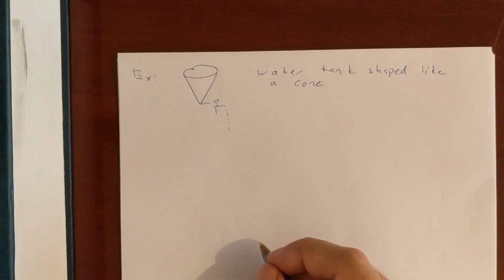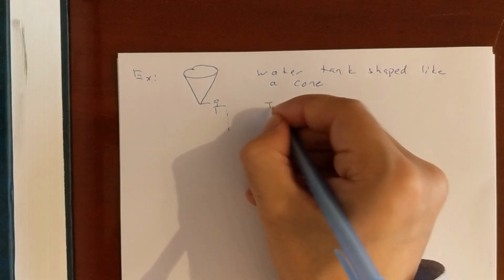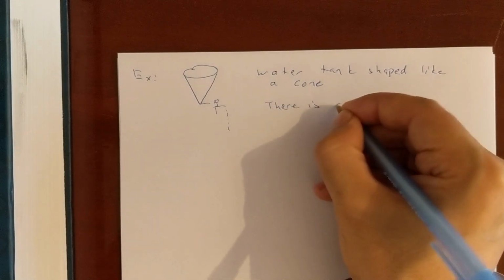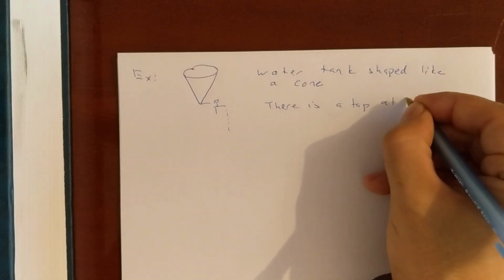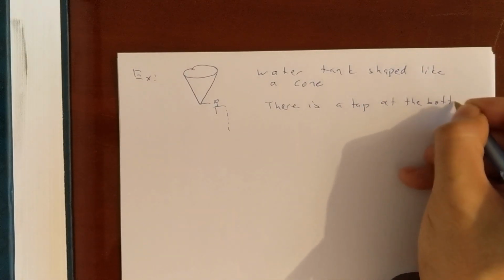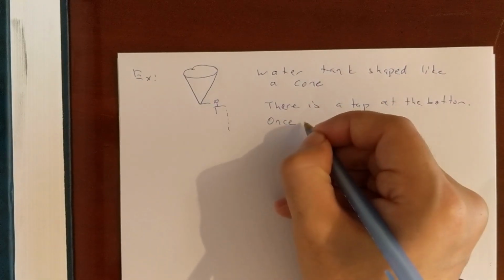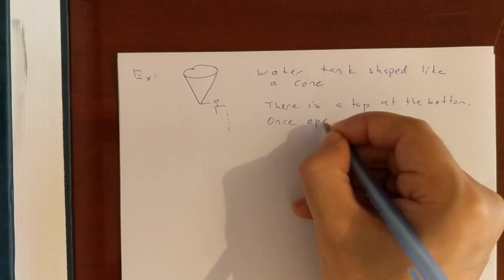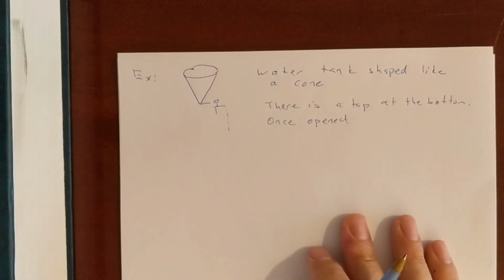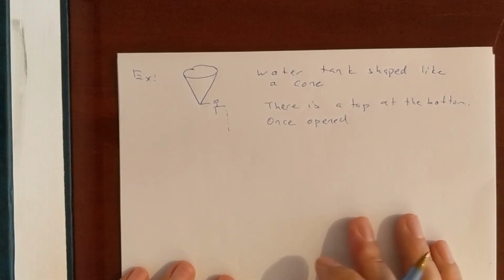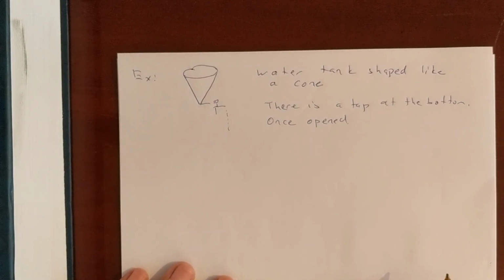We open the tap, okay? There's a tap at the bottom, and we open it up. Once opened, of course, water is going to decrease. So at any given moment, we have the volume in terms of, of course, the radius and height, but something's going on with the volume in terms of time, of course.